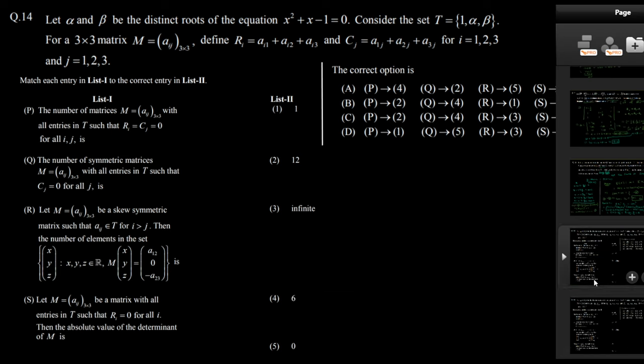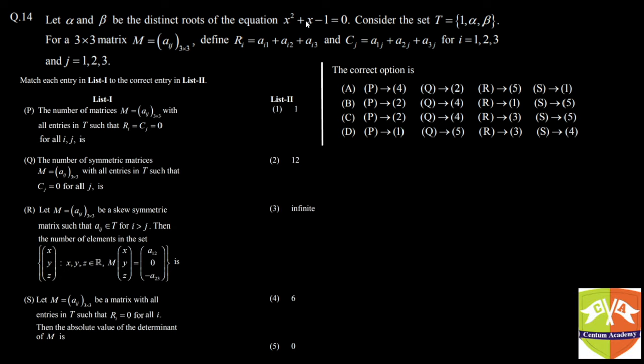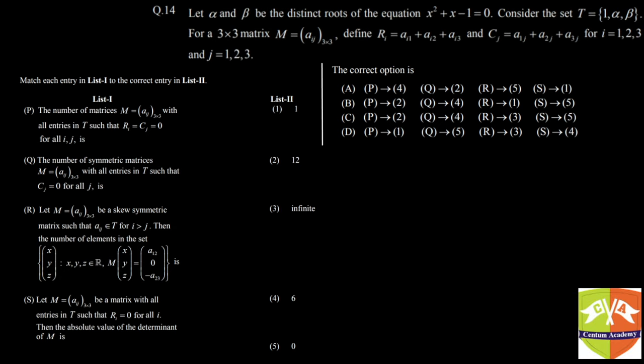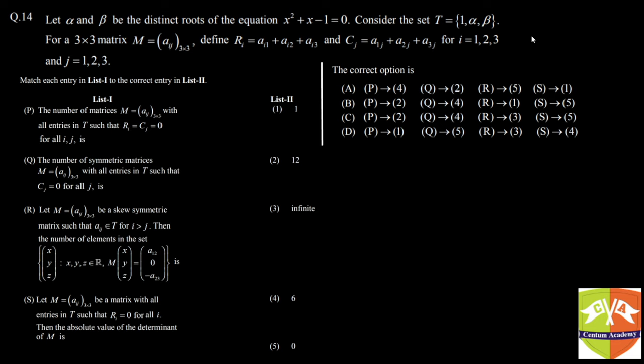So basically, let us read the data. Alpha, beta, distinct roots of this equation. Let me solve this equation also actually. So the solution of this equation would be x equals minus 1 plus minus root 5 divided by 2. So one of the roots is, let us suppose arbitrarily, alpha is minus 1 plus root 5 by 2, and beta is, suppose, minus 1 minus root 5 by 2.